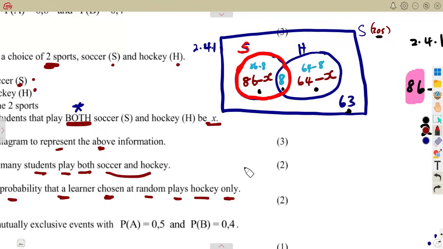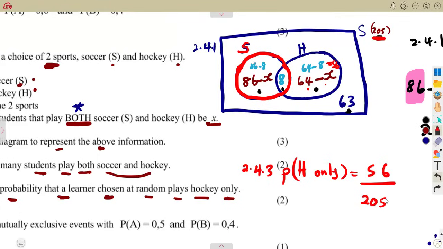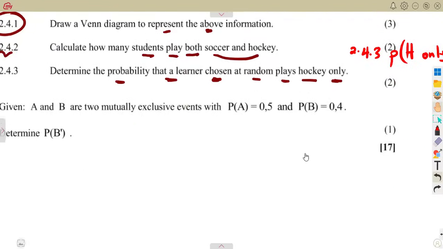So that means in that case, 2.43, the probability of playing H only is what? 64 minus x. Remember, x is 8. So that's 64 minus 8, which was going to give us 56. So it's going to be 56 over the total, which is 205. You can have it as a decimal. You can have it as a percentage. Guys, you can write this in a way that you want. From there, you can divide, write it as a decimal, write it as a percentage. That one is up to you.